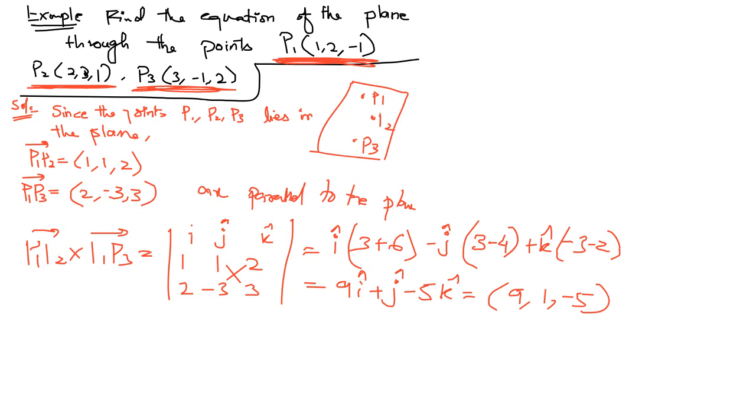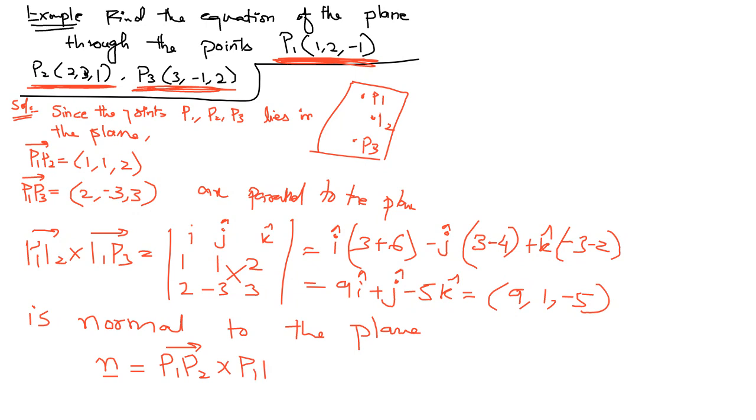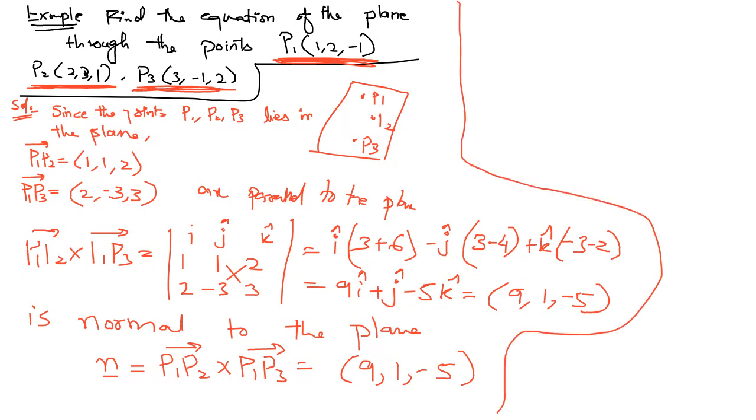So we know that it's normal to the plane, because they are perpendicular to each other. So it means the normal vector is equal to the P1P2 vector cross the P1P3 vector, which is equal to 9, 1 and -5. We find the normal vector. Okay. And if you choose any point, for example, I choose point 1, that is 1, 2 and -1.